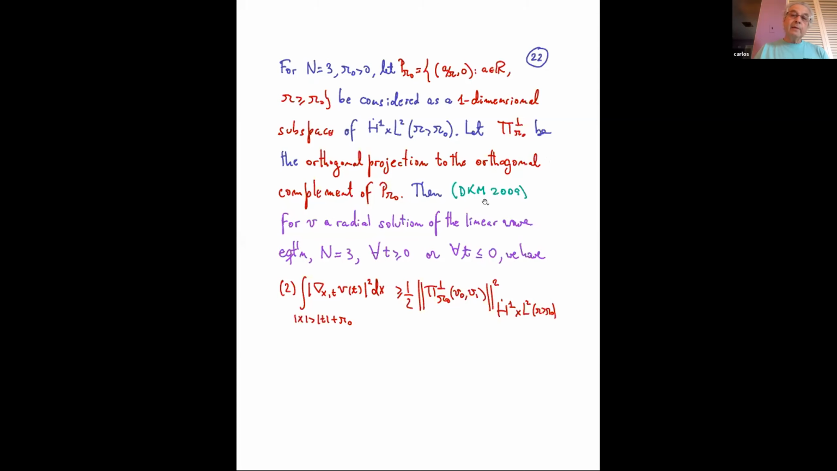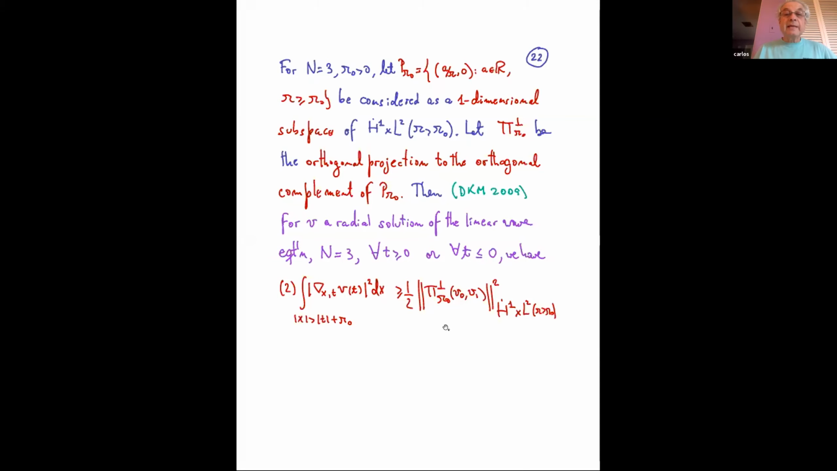Then we proved with Duyckaerts and Merle in 2009 that if we have a radial solution of the linear wave equation for n equals 3, then either for t bigger than or equal to 0 or for t less than or equal to 0, we have this lower bound. And the constant is 1/2. So there's always energy outside.